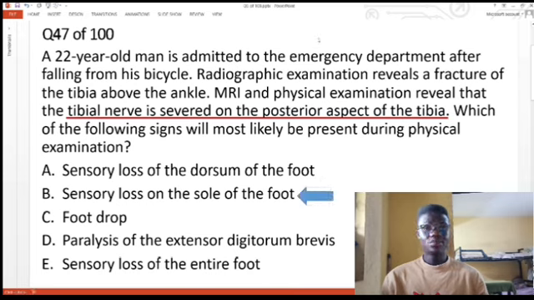Then foot drop. Foot drop is an injury to the deep peroneal nerve, that is, the loss of dorsiflexion at the ankle joint. So the deep peroneal nerve, that's the peroneal nerve, does not have any business with the tibial nerve.